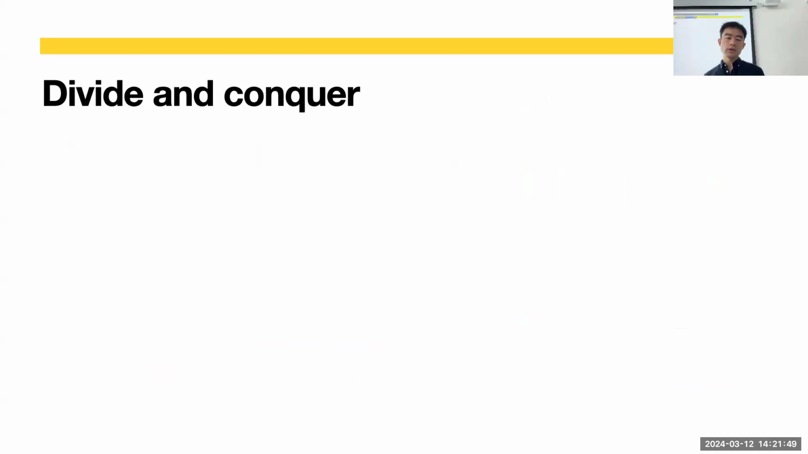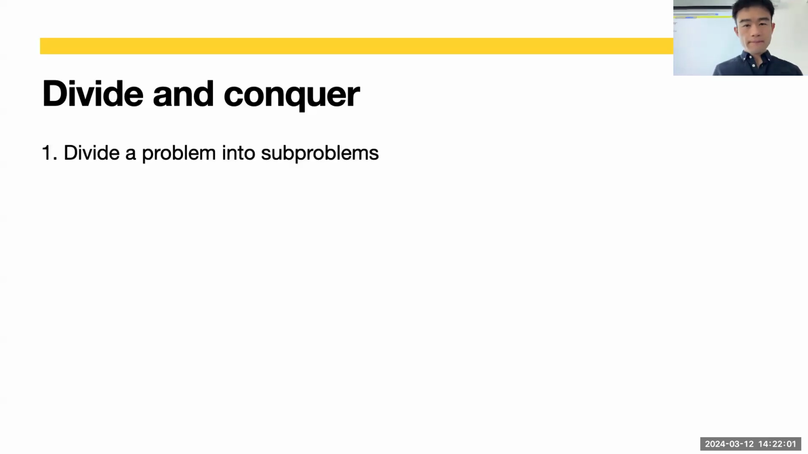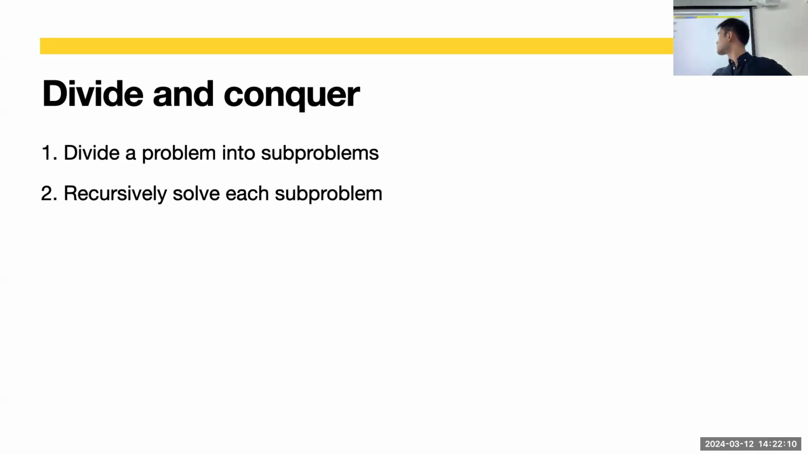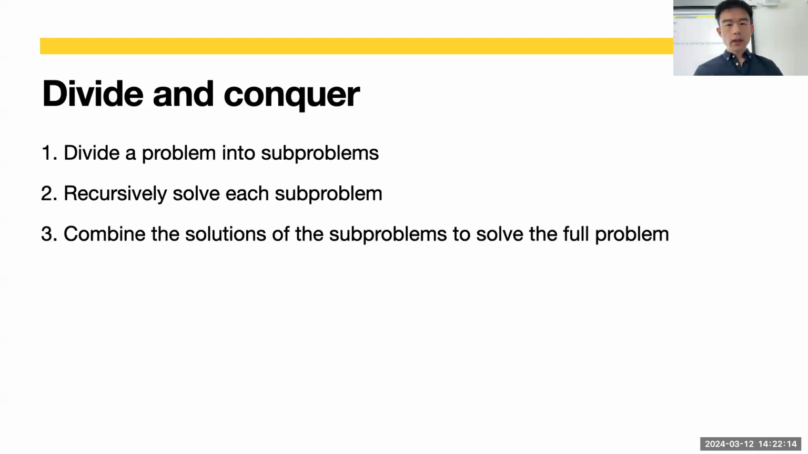So our work is motivated by one of the most powerful frameworks for classical algorithm design, known as divide and conquer. In divide and conquer, the strategy is highly general: you start by dividing a problem into its subproblems, recursively solve each subproblem, and then combine the solutions of the subproblems to solve the full problem.